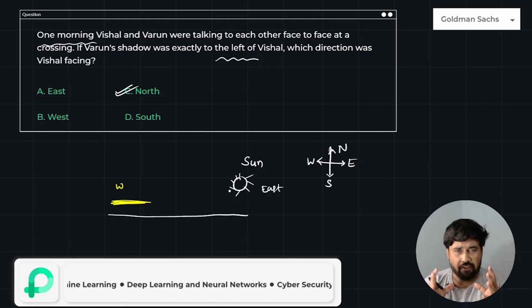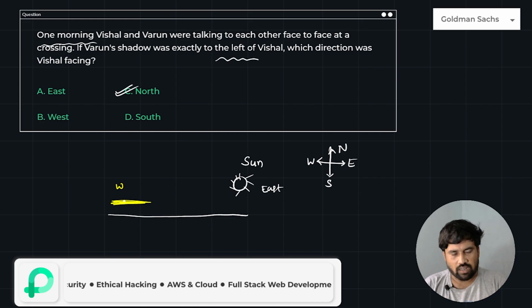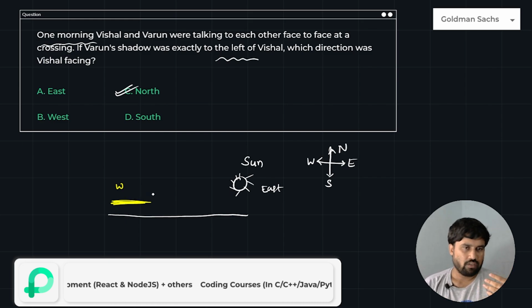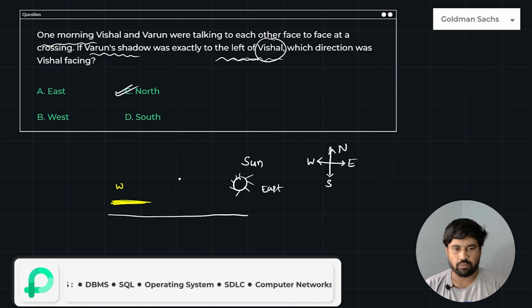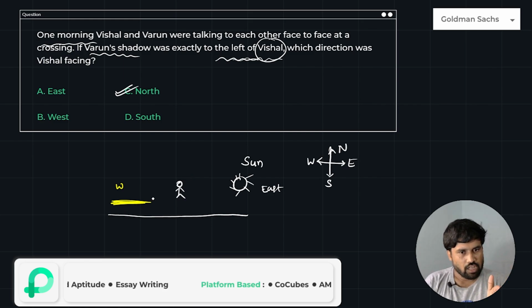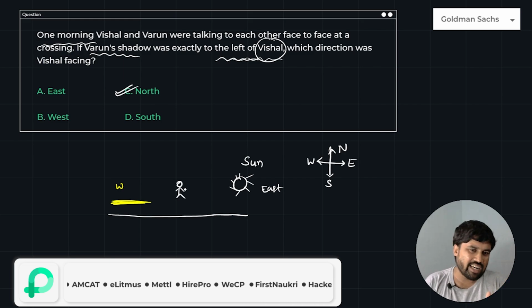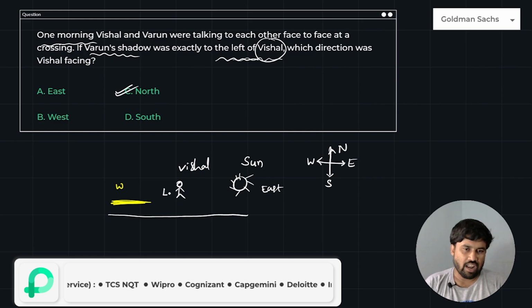So just look at here. Every person's shadow falls on only one side, right? Even if it is Vishal's or Varun's or any tree shadow or any pole shadow or any building shadow, whatever the situation may be, the shadow is always on the west. Here the situation is given: Varun's shadow is exactly to the left of Vishal. I am assuming that this is Vishal. Remember, guys, irrespective of Varun's shadow or Vishal's shadow, whoever it may be, the shadow will be at a constant place, right? So the shadow must be at the left hand side of Vishal, right? So I am assuming that this is the left hand side of Vishal.